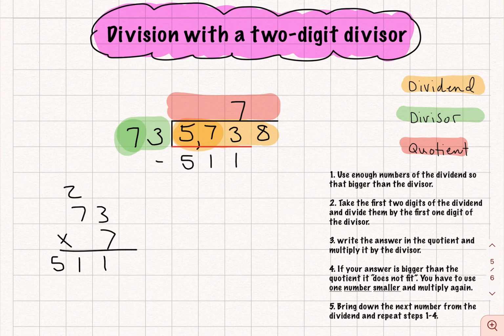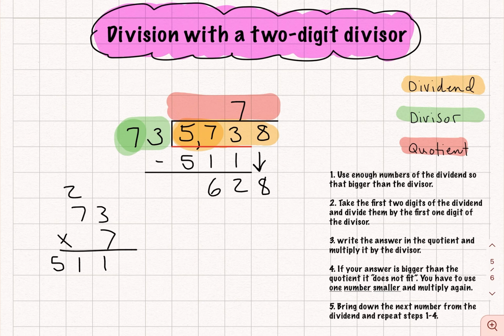511. And I get, there we go, that fits just fine. And so I get 62. Now I can bring down the 8. That's this step here. Bring down the 8, and then we'll repeat steps 1 through 4.